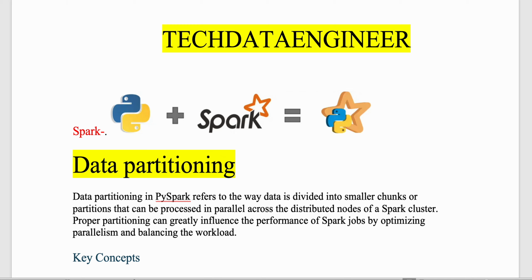Partitioning matters because of parallel processing. Partitions allow Spark to process data in parallel, which can speed up our computation significantly. Another is load balancing. Proper partitioning helps distribute the load evenly across the nodes in the cluster, so every node has proper balance. Then resource management. Partitioning ensures that each resource is utilized efficiently, instead of one resource getting all the load.